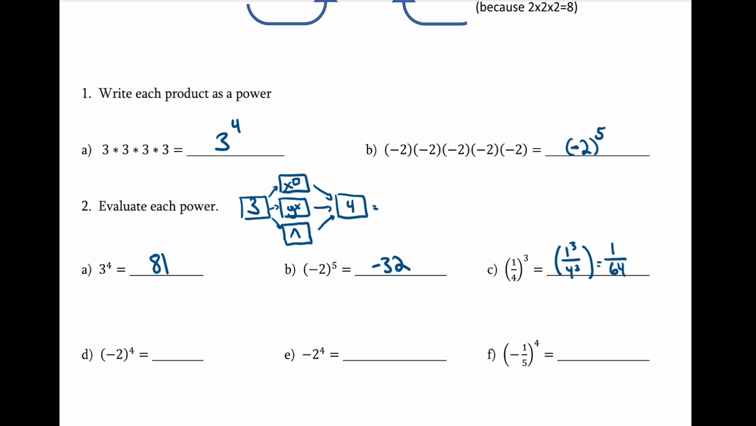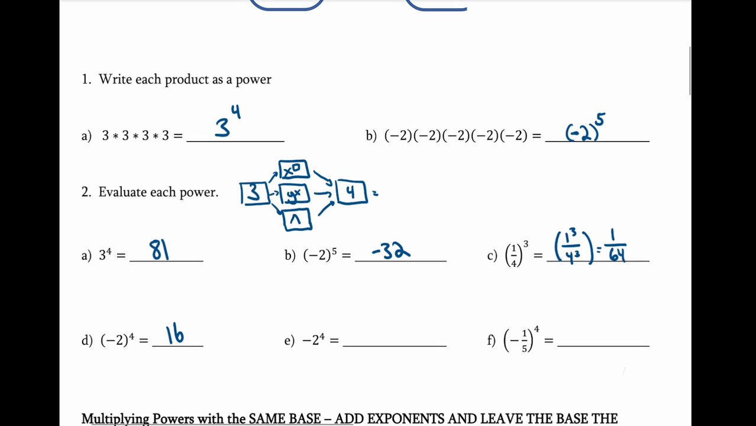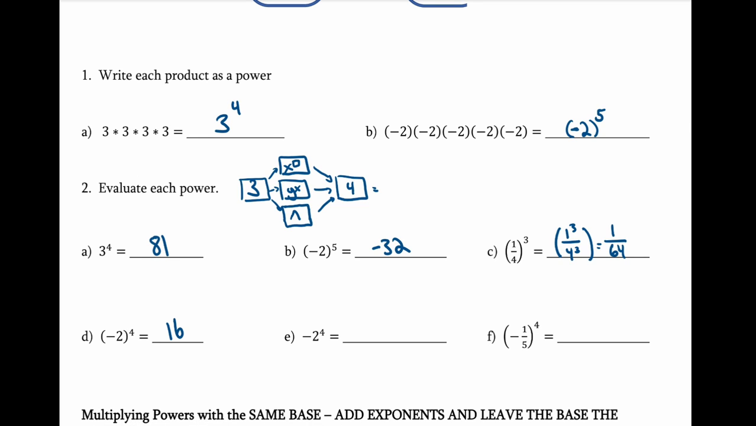D, -2 to the power of 4. Again, same thing that we've been doing, -2 to the power of 4, and we should get 16. E is -2 to the power of 4 as well, but the difference here is that I don't have brackets around the entire thing. So what this actually means is -2 times 2 times 2 times 2. So that negative is not included in the bracket, or with the exponent. So what we do get when we do this is -16.